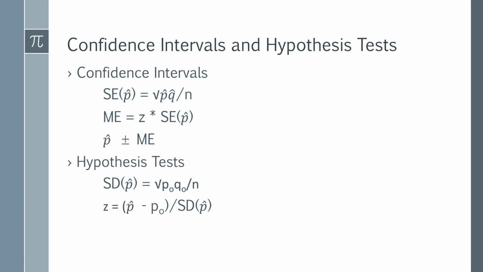Now for the hypothesis test, we use the standard deviation of p-hat. That's equal to the square root of p-naught times q-naught divided by n. And z is equal to p-hat minus p-naught, divided by the standard deviation of p-hat.